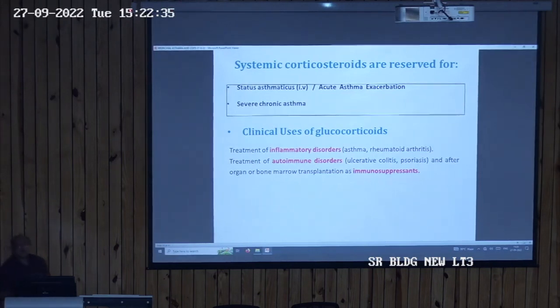For all your transplants, renal transplant, heart transplant, liver transplant, in all of these corticosteroids are required essentially; without them you cannot do transplants. Okay, so corticosteroids are important in higher level of sciences.